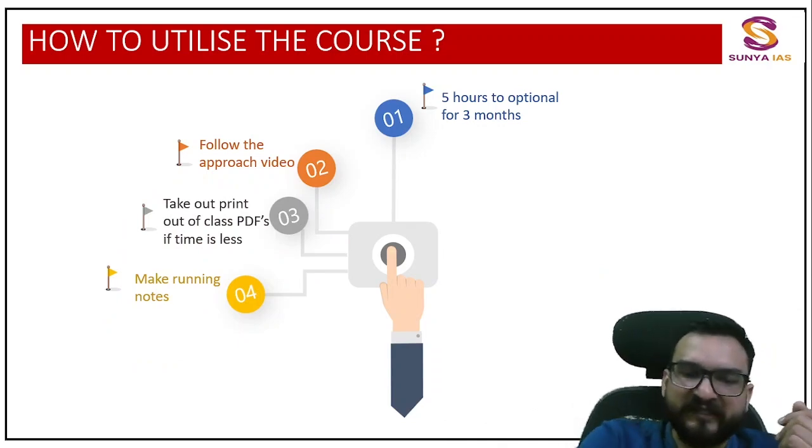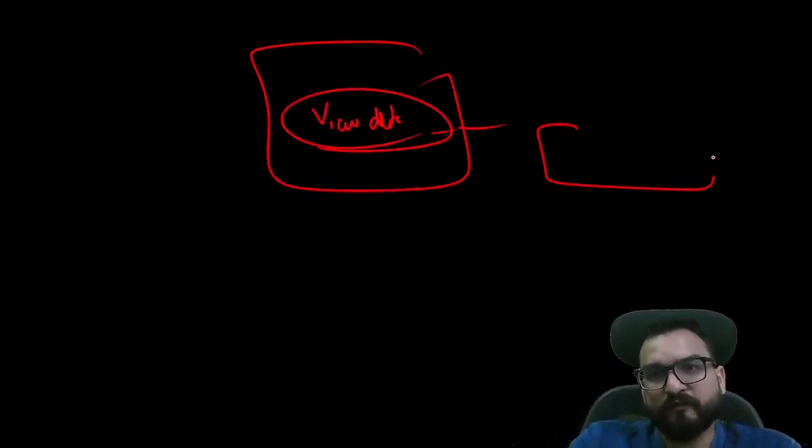Dekho, how to access the PDFs. Where you have subscribed to the course, you will get one option as view details of that particular course. Go to the view details section. There you will find one link, the PPT link. You can go through that.